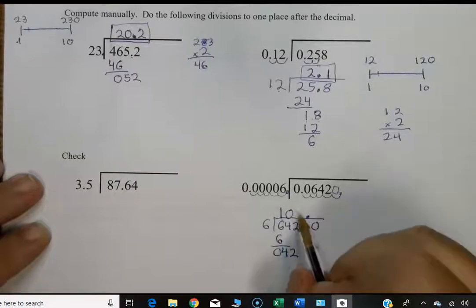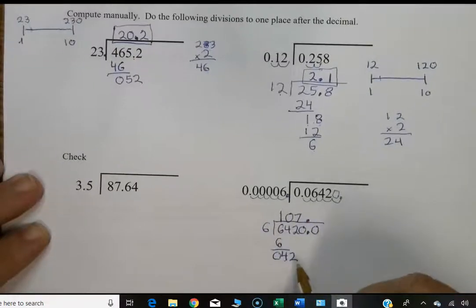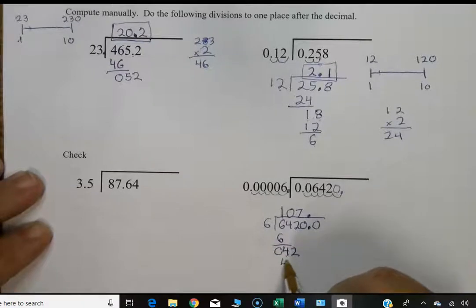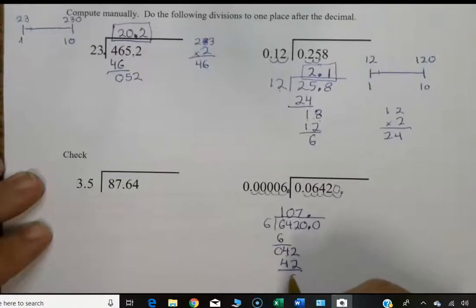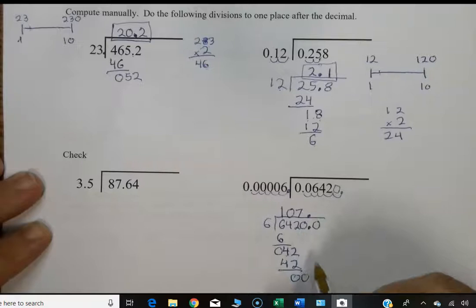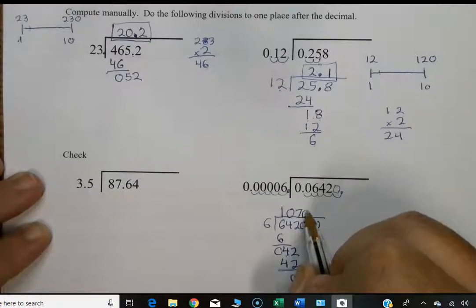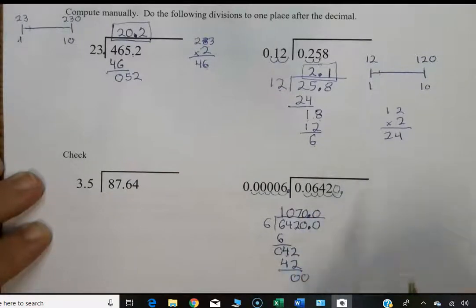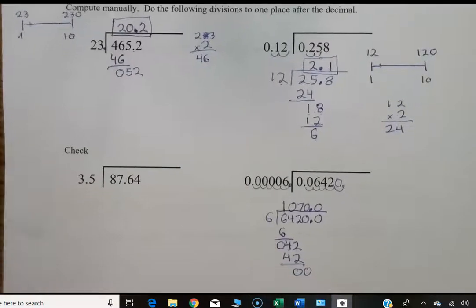6 goes into 42 7 times. 7 times 6 is exactly 42. Subtract, you get 0. Everything else after this is zeros. So this is going to be a 0. This is going to be a 0. So it's 1070.0. Okay, and that's how you do division. So work on this one and come into class with that one done.